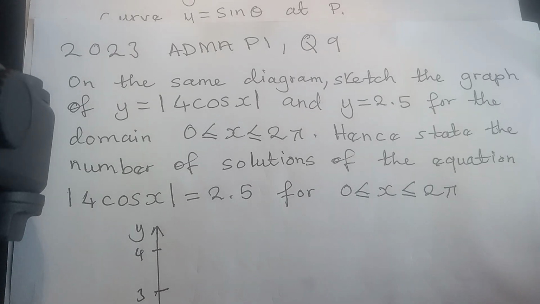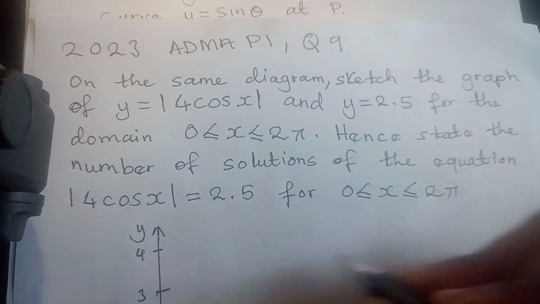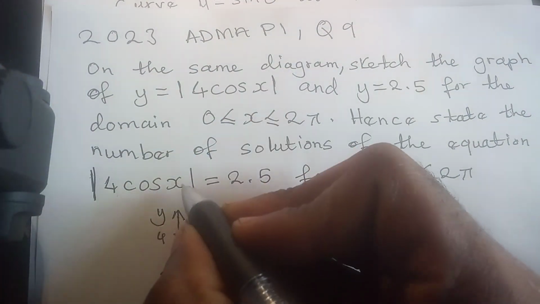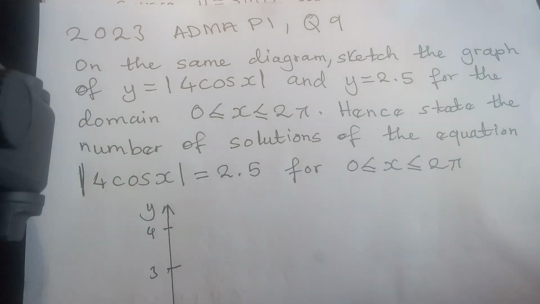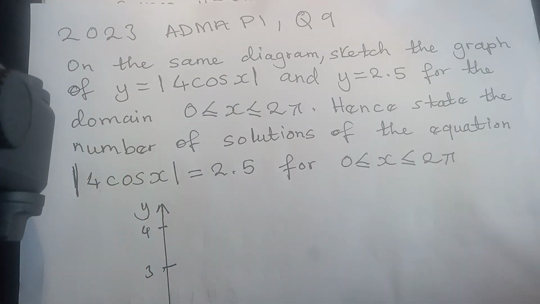And then we have this one on the same graph, on the same diagram. Sketch the graph of y is equal to the modulus of 4 cos x and y is equal to 2.5 for the domain 0 to 2 pi. Hence, state the number of solutions of the equation the modulus of 4 cos x is equal to the square root of, is equal to 2.5.